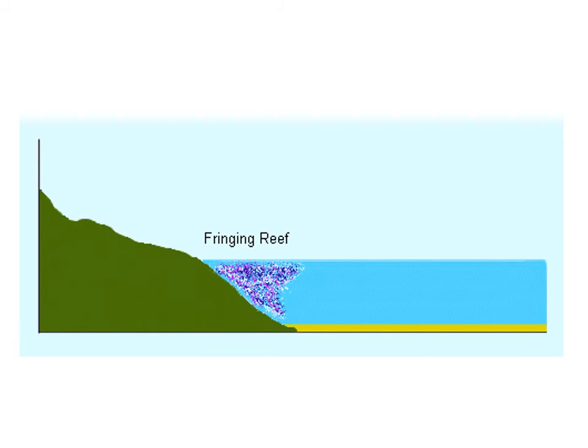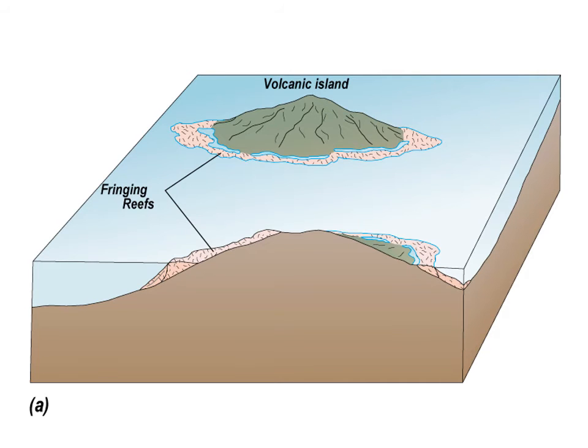Alright, so here's a fringing coral reef. You can see in the picture there, the reef has built itself up along the shore. You have the shore, maybe a little bit of shallow water, and then you have coral reef. Then you go out to the ocean. Usually, fringing coral reefs surround volcanic islands before the island starts to sink. Okay?